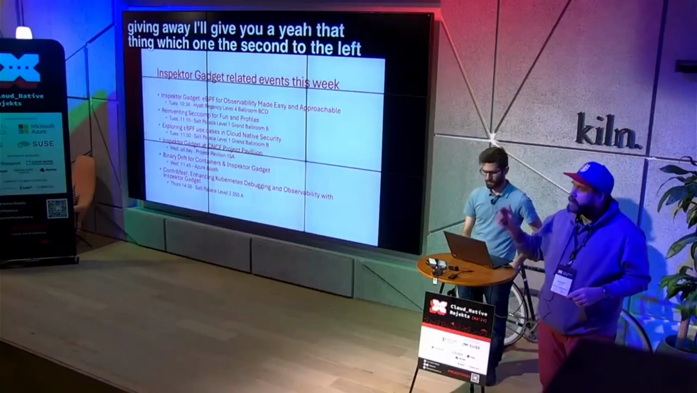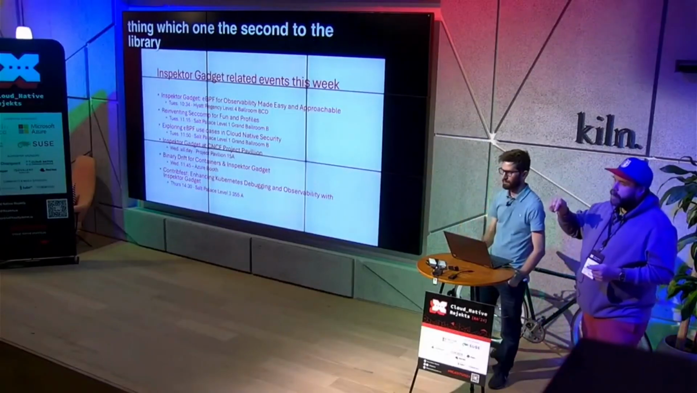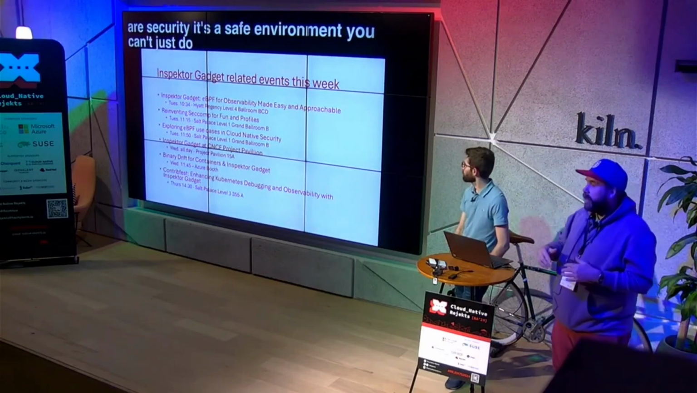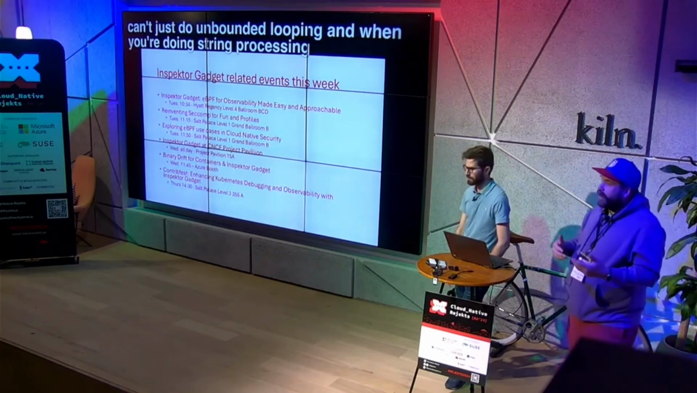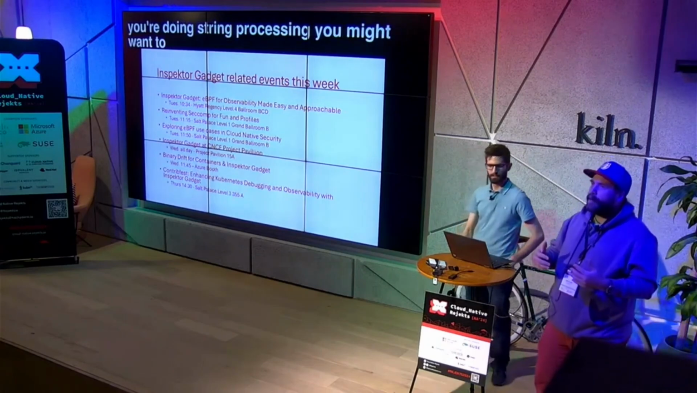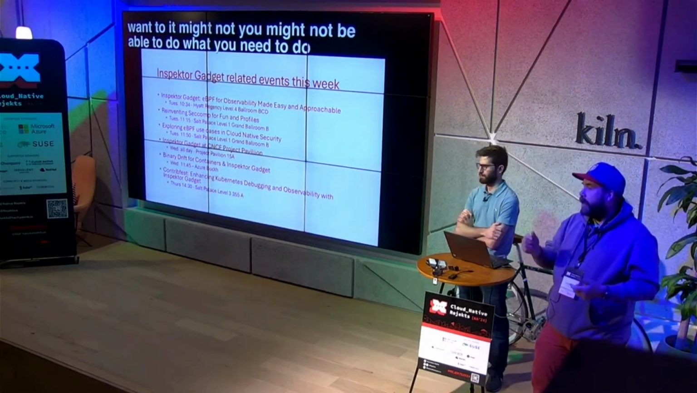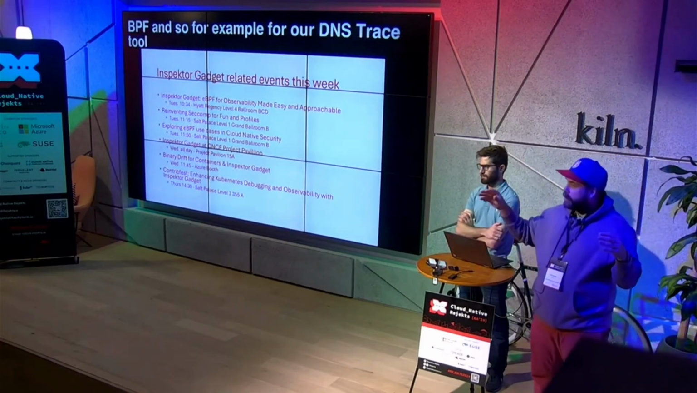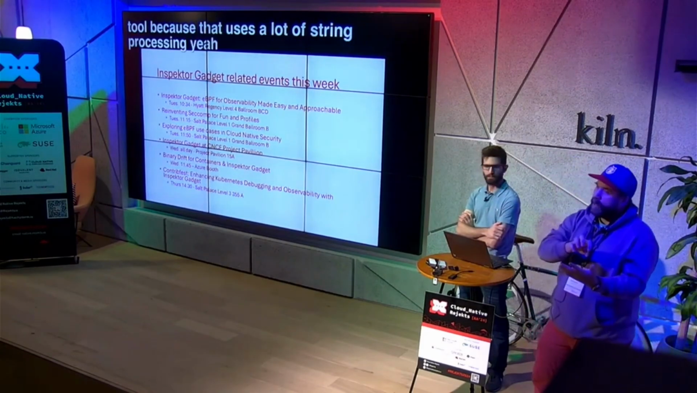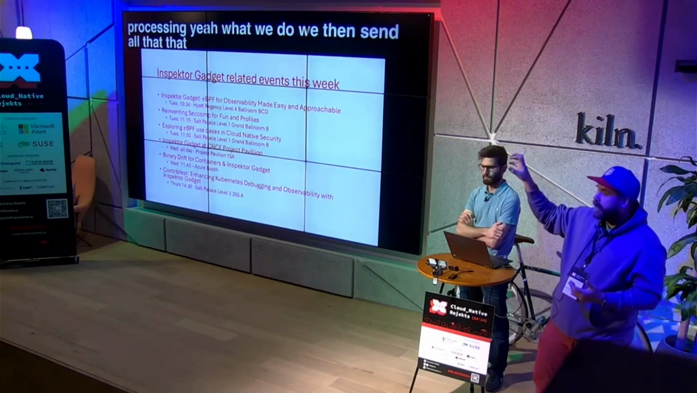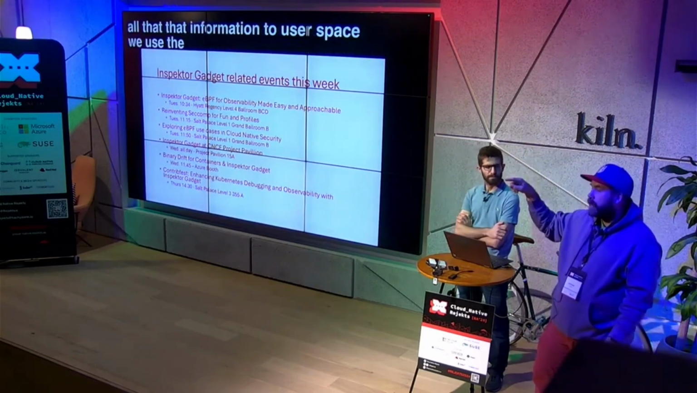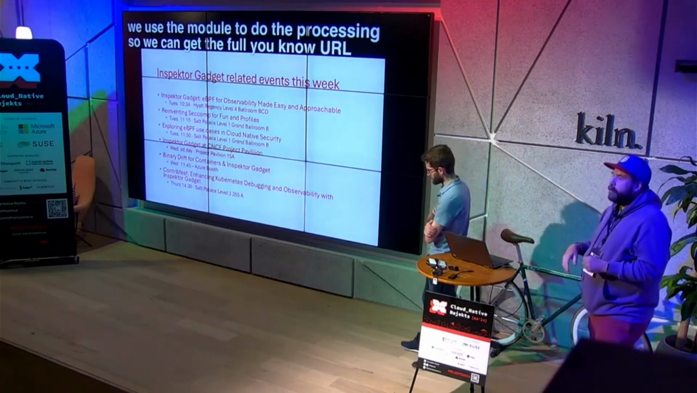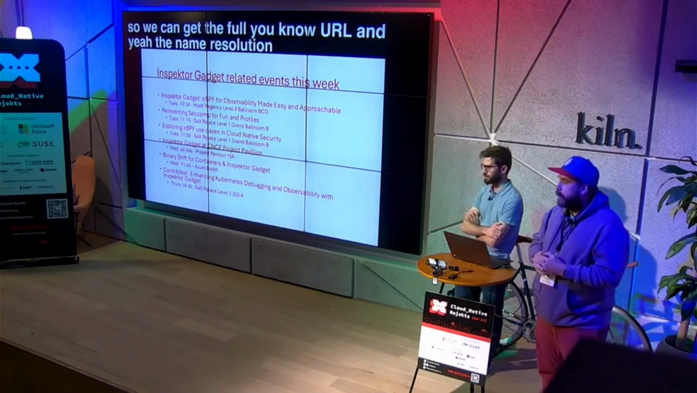Yeah, okay. So the WASM is there because you can't do everything inside of BPF because of security. It's a safe environment. You can't just do unbounded looping, and when you're doing string processing, you might not be able to do what you need to do inside of BPF. So, for example, for our DNS trace tool, because that uses a lot of string processing, we send all that information to user space. We use the WASM module to do the processing, so we can get the full URL and the name resolution for that.